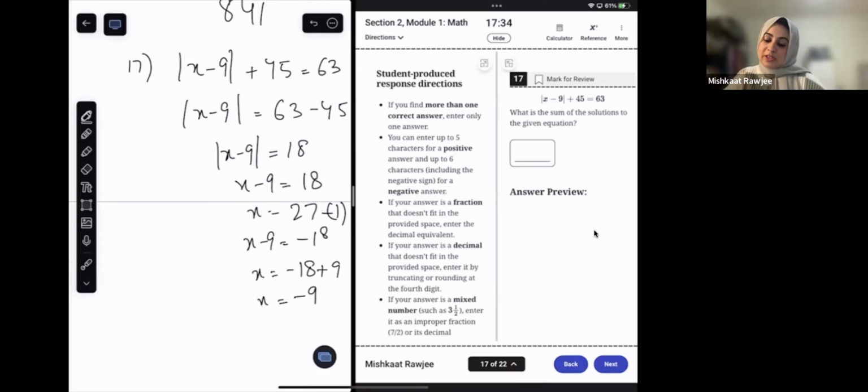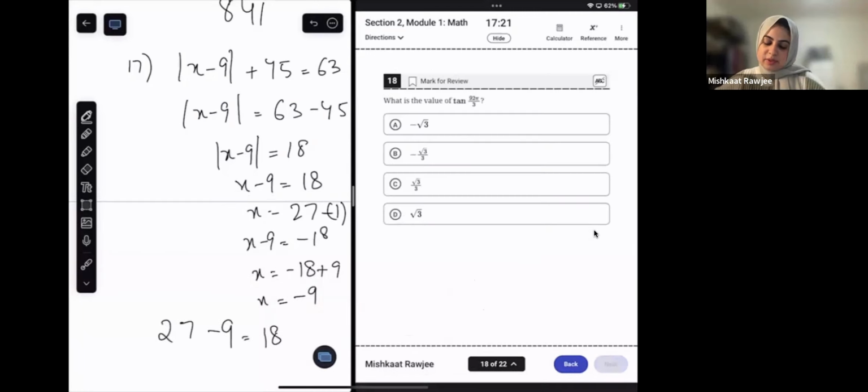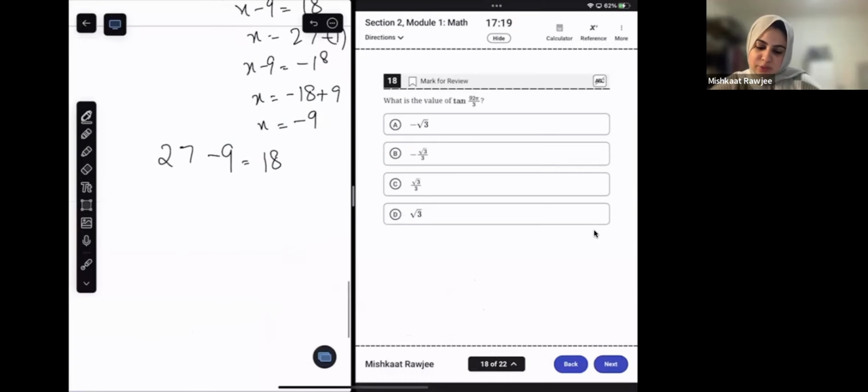So we have 2 solutions and they're asking for the sum of solutions. So 27 minus 9 is our sum. So we get 27 minus 9. That is just 18. So that is our answer. Next, what is the value of tangent of 92 pi over 3?